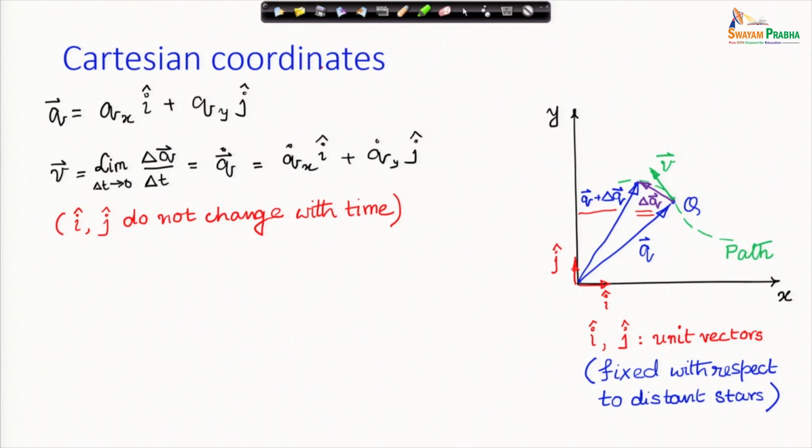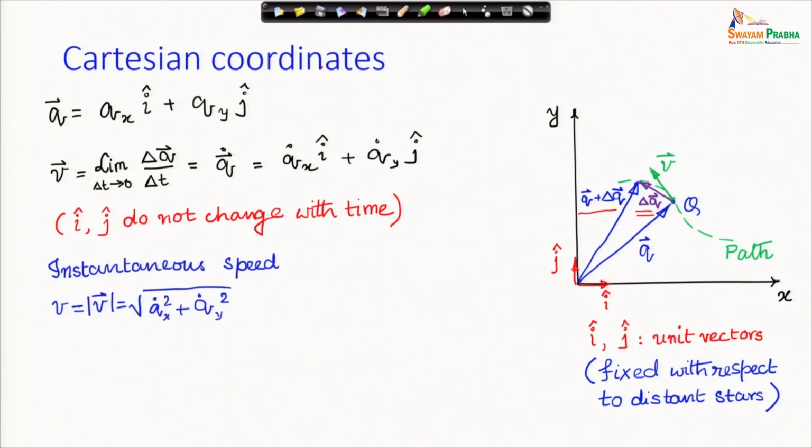So, I will consider right now that they are 0. If you fix with respect to distant stars, we will assume that the frames are essentially static and therefore, they do not change direction. Now, based on this I can define the instantaneous speed, which is the magnitude of the velocity vector.